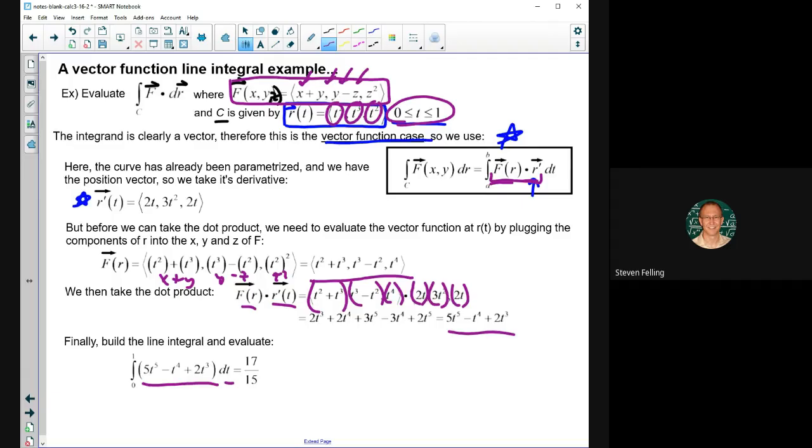Okay? And what that represents is, in this force field, as you go through this in 3 dimensions, actually this is a 3-dimensional force field, as we follow this path by r, we're summing up the component of F that's pointing in the direction we're currently traveling as we go from t equals 0 to t equals 1.